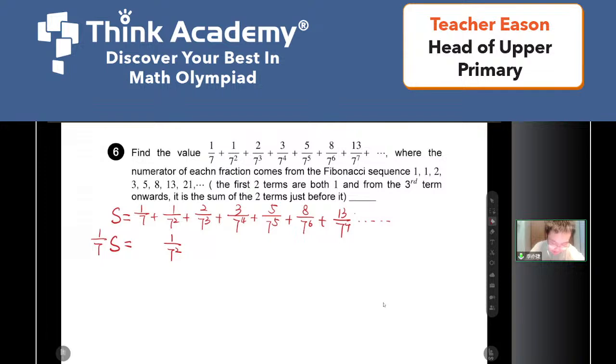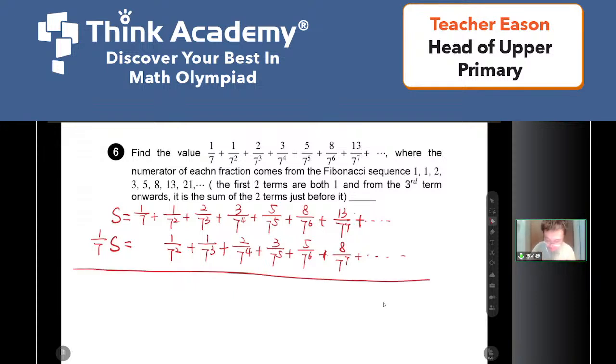So 1 over 7 becomes 1 over 7 squared. 1 over 7 squared becomes 1 over 7 cubed. And 2 over 7 cubed becomes 2 over 7 to the power of 4. And then 3 over 7 to the power of 5, 5 over 7 to the power of 6, 8 over 7 to the power of 7. Right? So this is the multiplication. And then we find the difference.